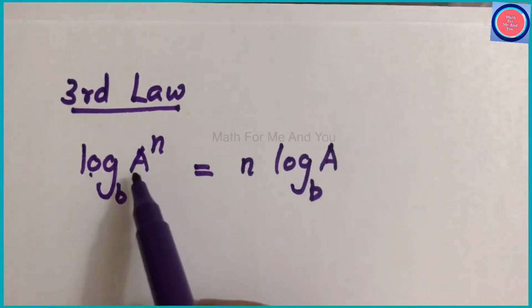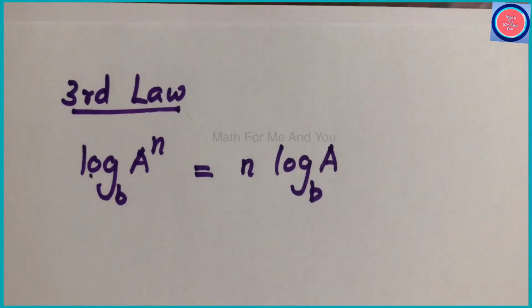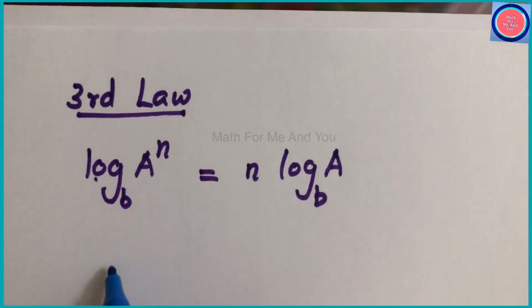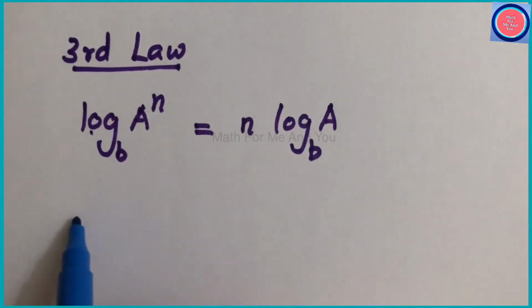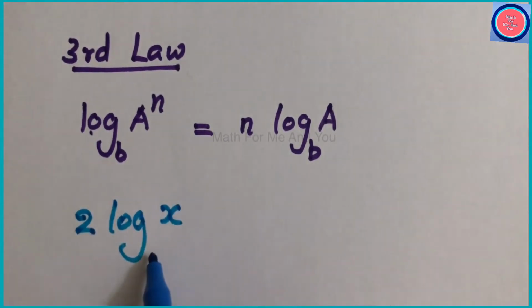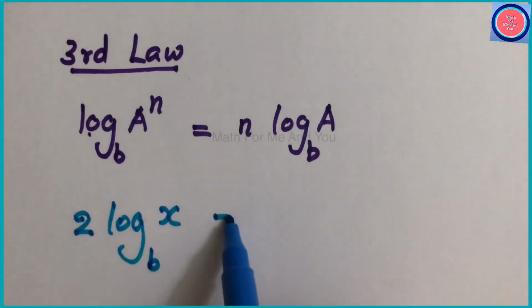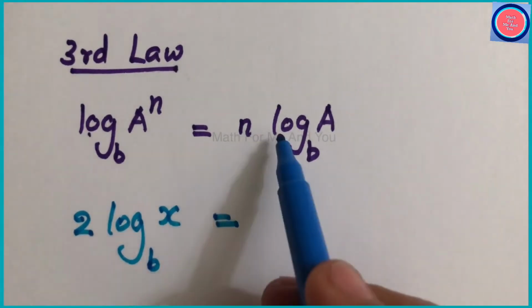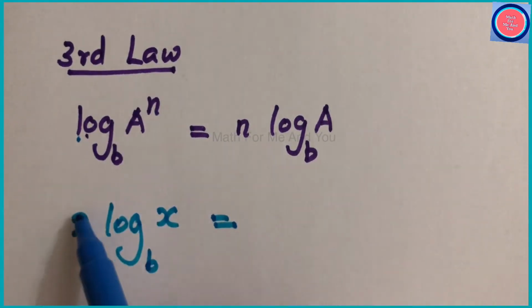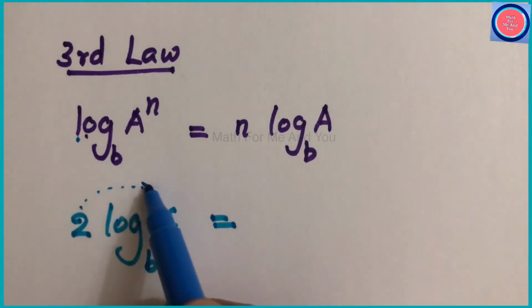If there is any number at the beginning of a logarithm, we can place it as a power of that term. We can write log a power n. We can understand this more with the help of an example. If we see 2 log x to the base b, there is a number 2 at the beginning of the logarithm. Like the right side of the third law, we can place it as the power of the term x.